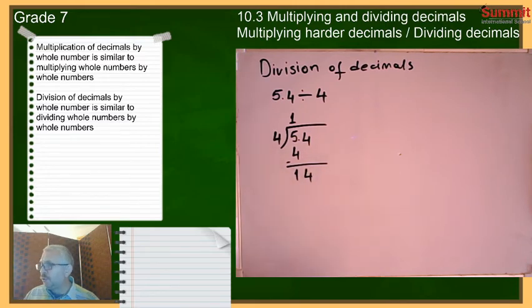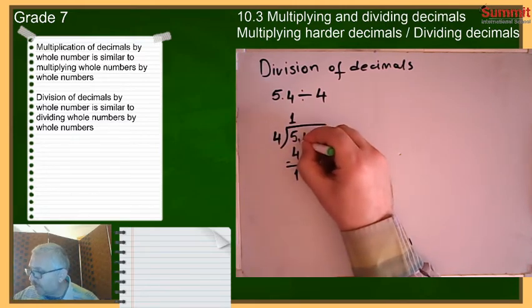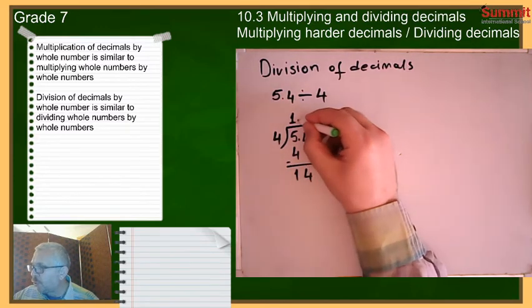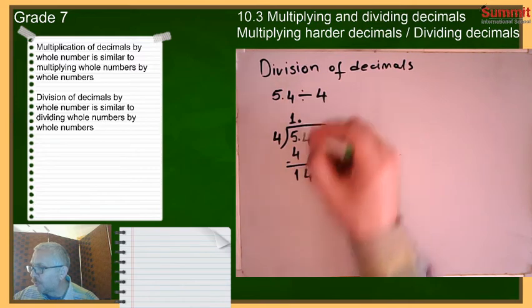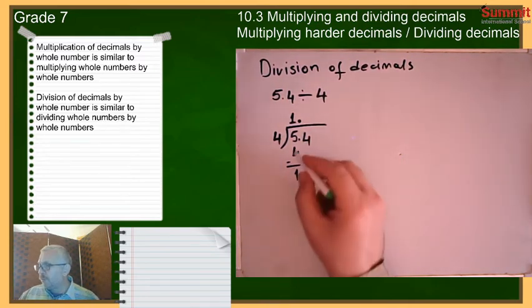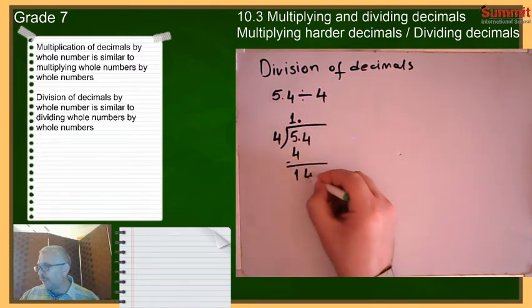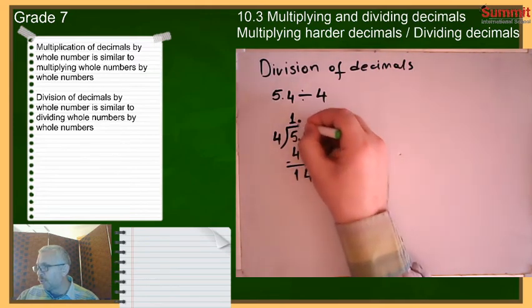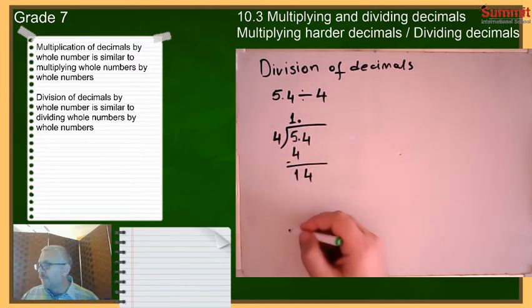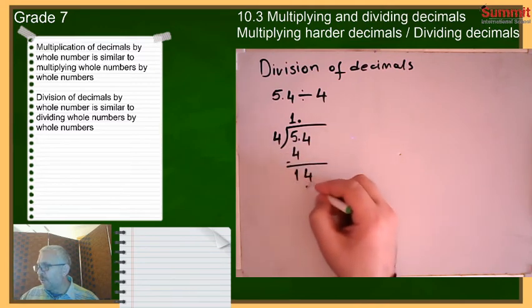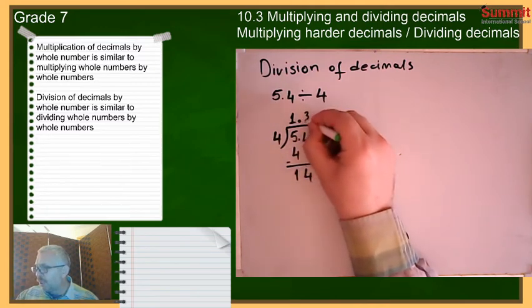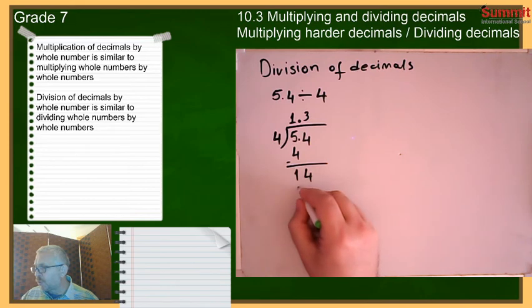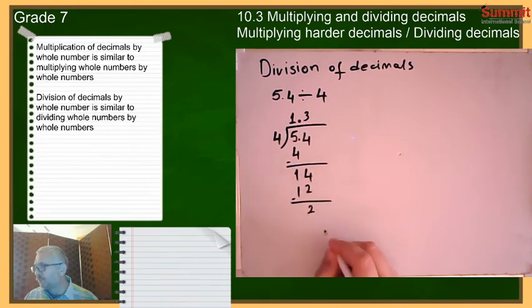But here, do you see? When we cross the decimal point, we are going to put a decimal point here also. With the 4 we brought down, it means we crossed the decimal point. Then we are going to put 1 decimal point here. How many 4s do we have in 14? It will be 3. 3 multiplied by 4 is 12. Do subtraction, there is 2.